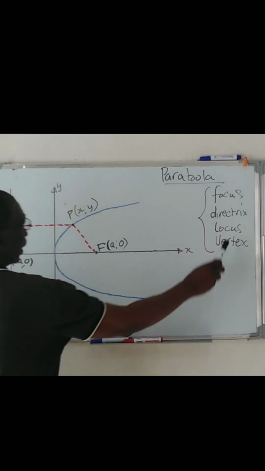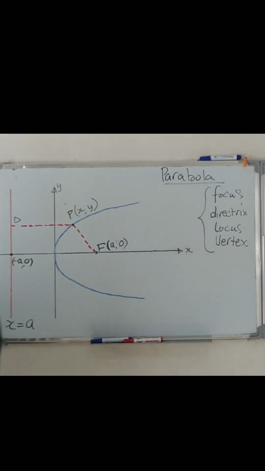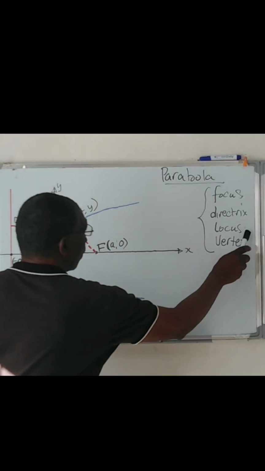Then we have the directrix. The directrix is a fixed line, and for this particular parabola, the directrix is drawn in red, and it's the line with equation x is equal to -A. In other words, it's the line that passes through the point x is equal to minus A, y is equal to 0. Now, then we have the locus.